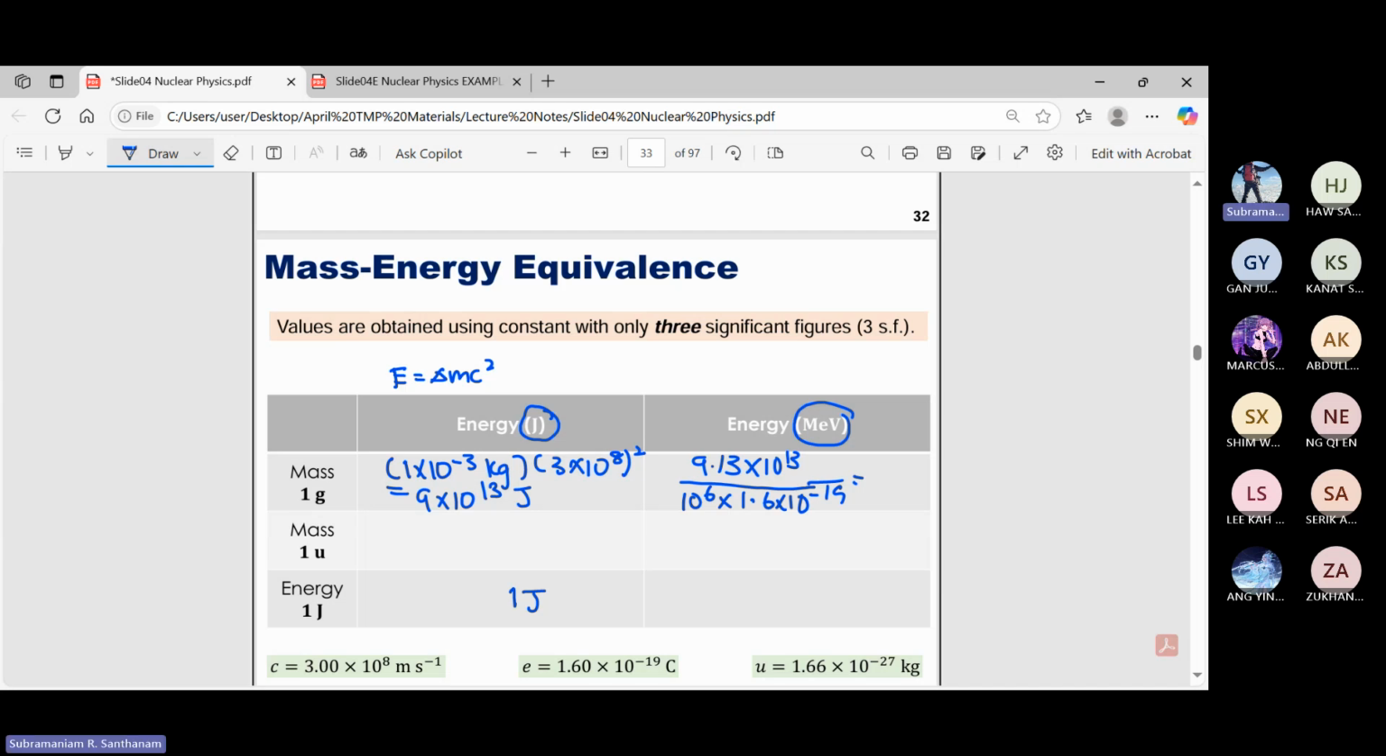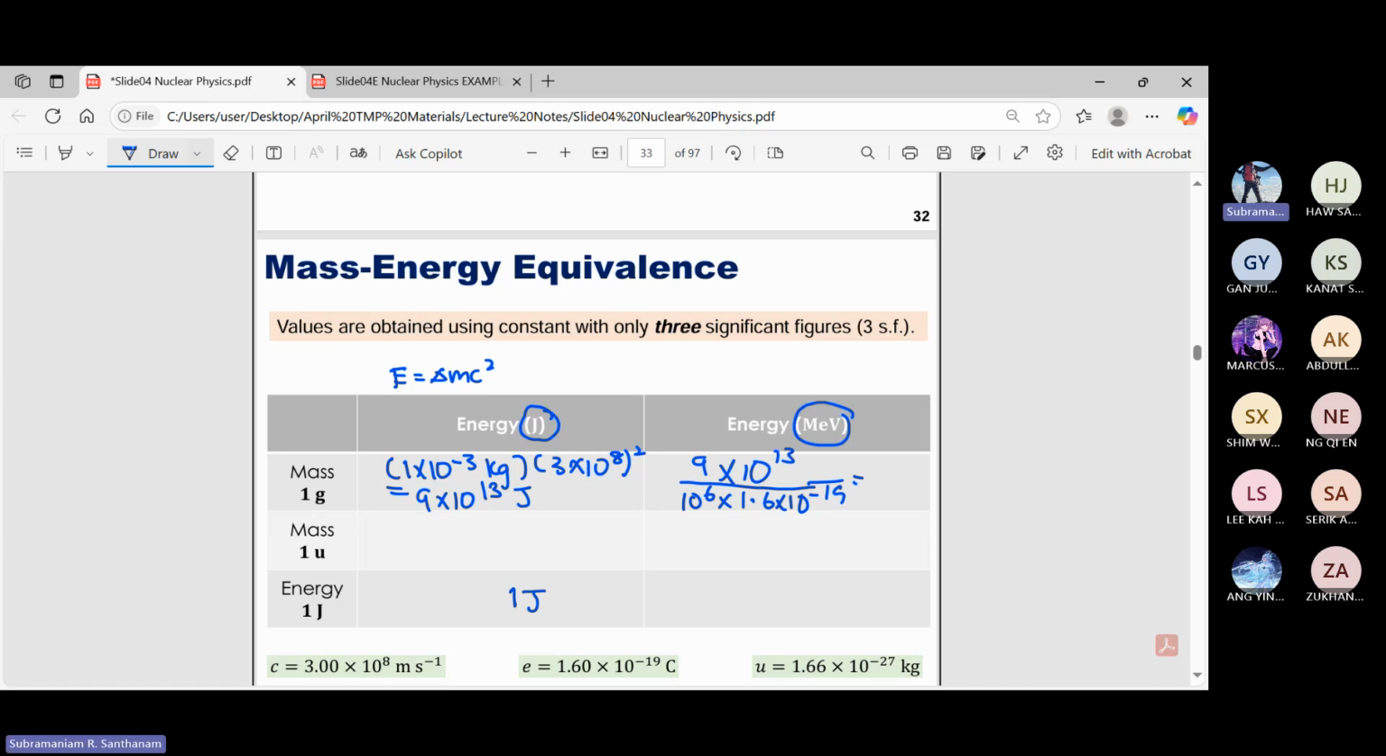Whenever there is a charge of electron multiplied by mega, automatically it will become 1.6 times 10 power minus 13, because you take 6 away from minus 19. Okay, so when you solve this, what do you get? Sorry, it's not 9.13. It's just 9 times 10 power of 13.